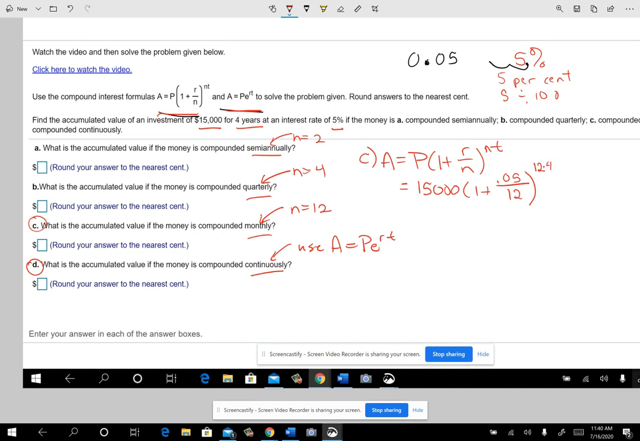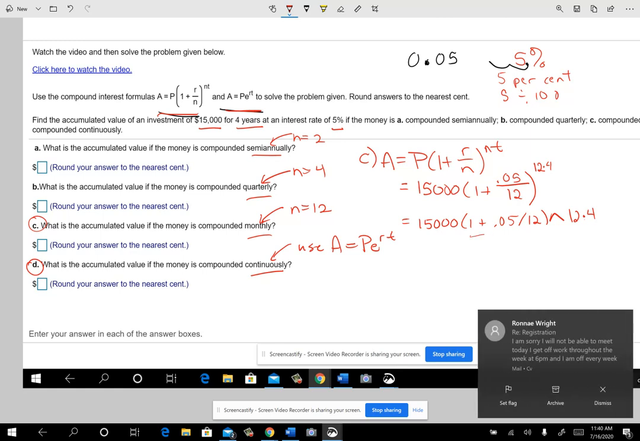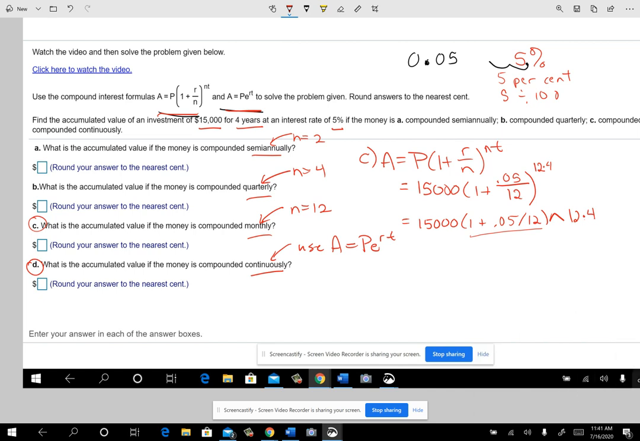Now, when you type this into your calculator, here's where some of the problem comes in. You can just type it in like this: 15,000 times 1 plus 0.05 divided by 12. That part's fine. You can use the little raise to the power key, but you can't just do this. If you entered it like that, the calculator will do what you tell it. It will follow order of operations. But it doesn't have the same meaning as what you see on line 2. Because when you raise it to the 12 times 4, only this right here would get raised to the 12th power. Then the whole thing gets multiplied by 4.